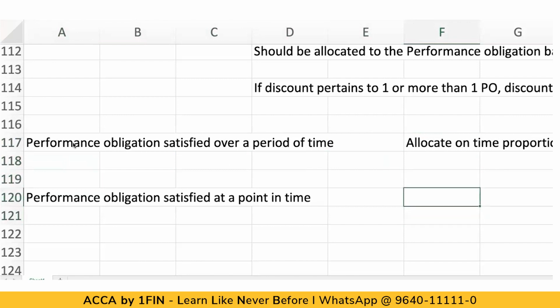If it is a point in time, for example, delivery of goods, the moment the goods are delivered, you will recognize the revenue. Or the moment the control is transferred to the customer, you will recognize revenue. There are specific conditions involved here, but I'm not going into detail because it's a revision session. The concept you have to keep in mind is whether the promise is satisfied at a point in time or over a period of time. If it is satisfied at a point in time, then recognize revenue when the condition is satisfied. If it is over a period of time, generally you will recognize on a time proportion basis.